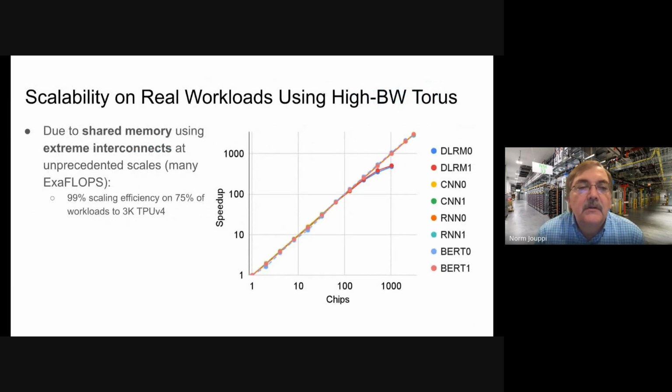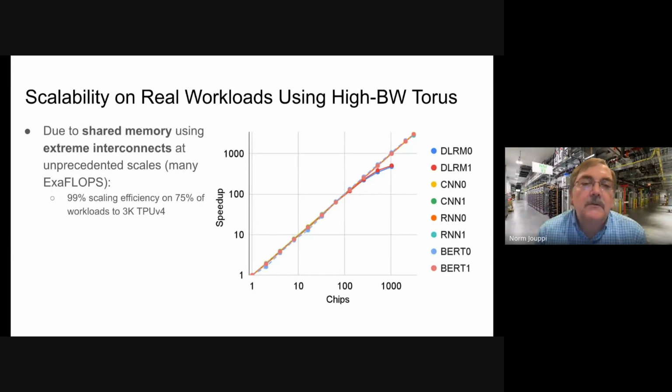This shows the scalability on real workloads at Google. It's published in a paper. A lot of these charts are published in papers, so they're public information. What you see there are numbers for TPU v4, which had up to 4,096 chips. Typically, we only use 3,072 because there were a few machines that were down.